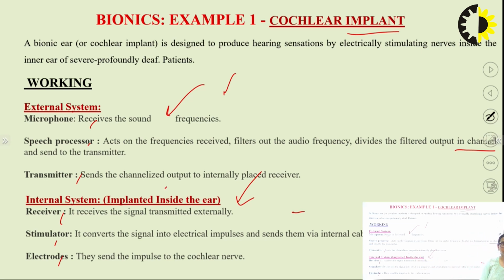The transmitter further sends the channelized output to the internally placed receiver. Then the internal system receives the signal transmitted externally. The stimulator converts the signal into electrical impulses and sends them via an internal cable to the electrodes. The electrodes send the impulse to the cochlear nerve.